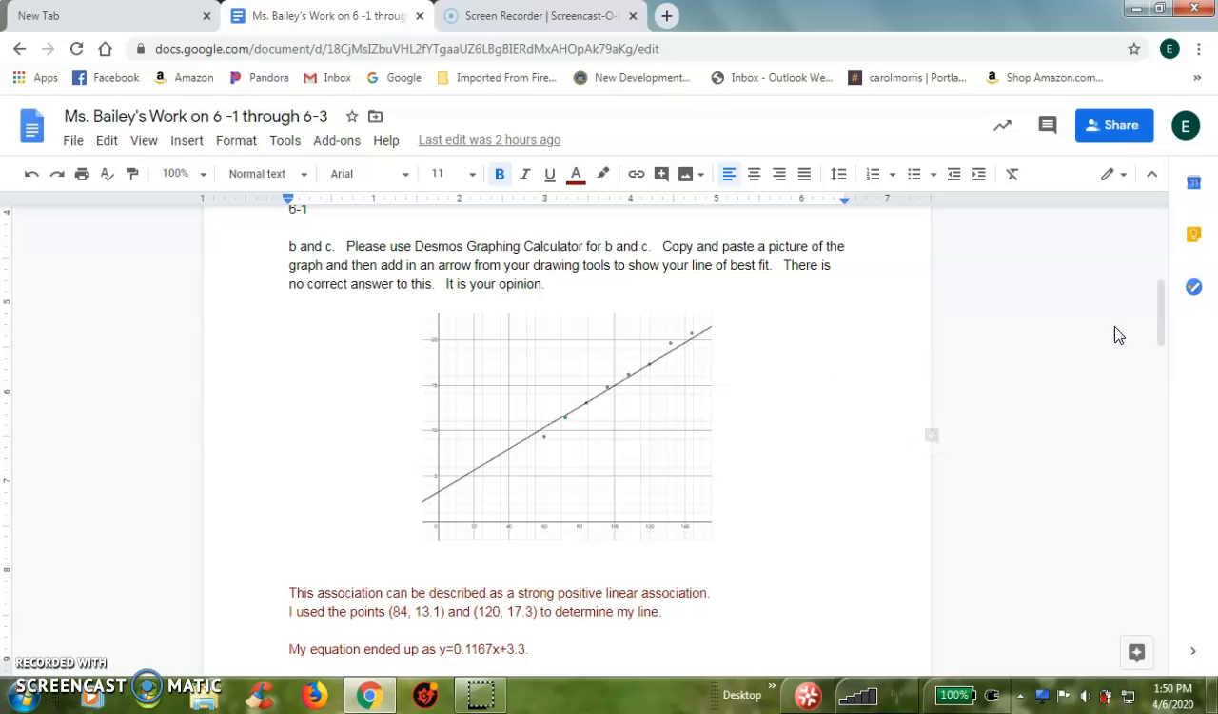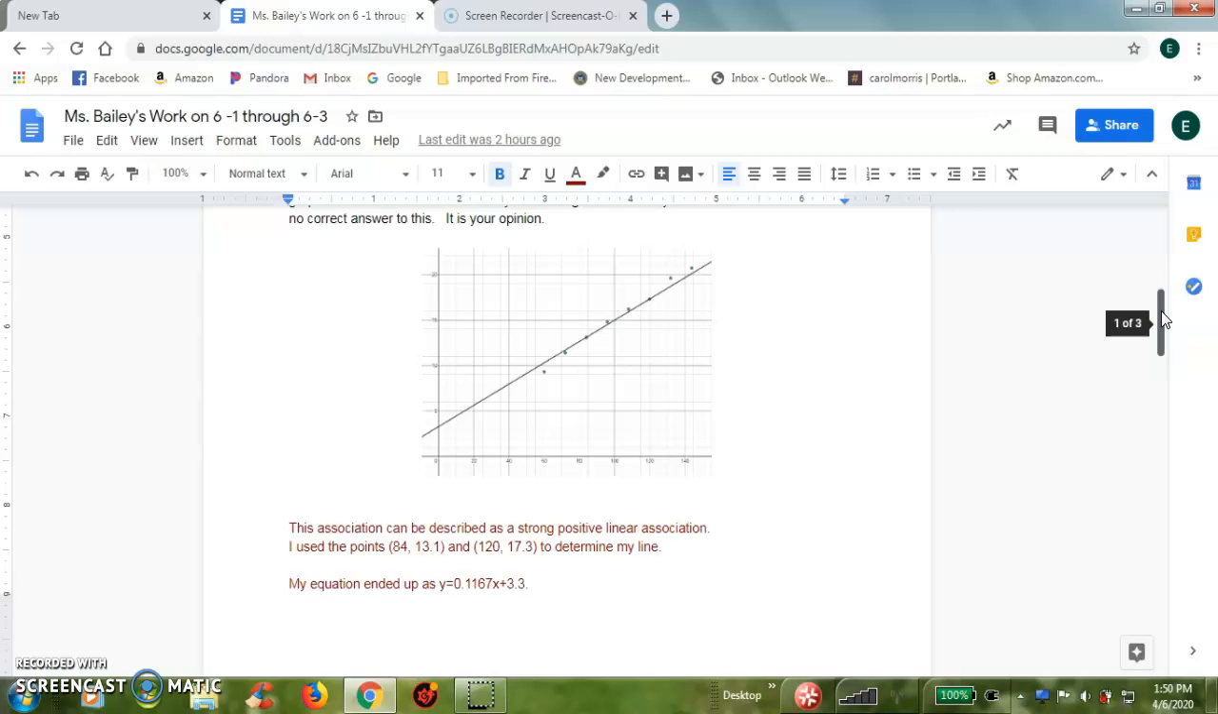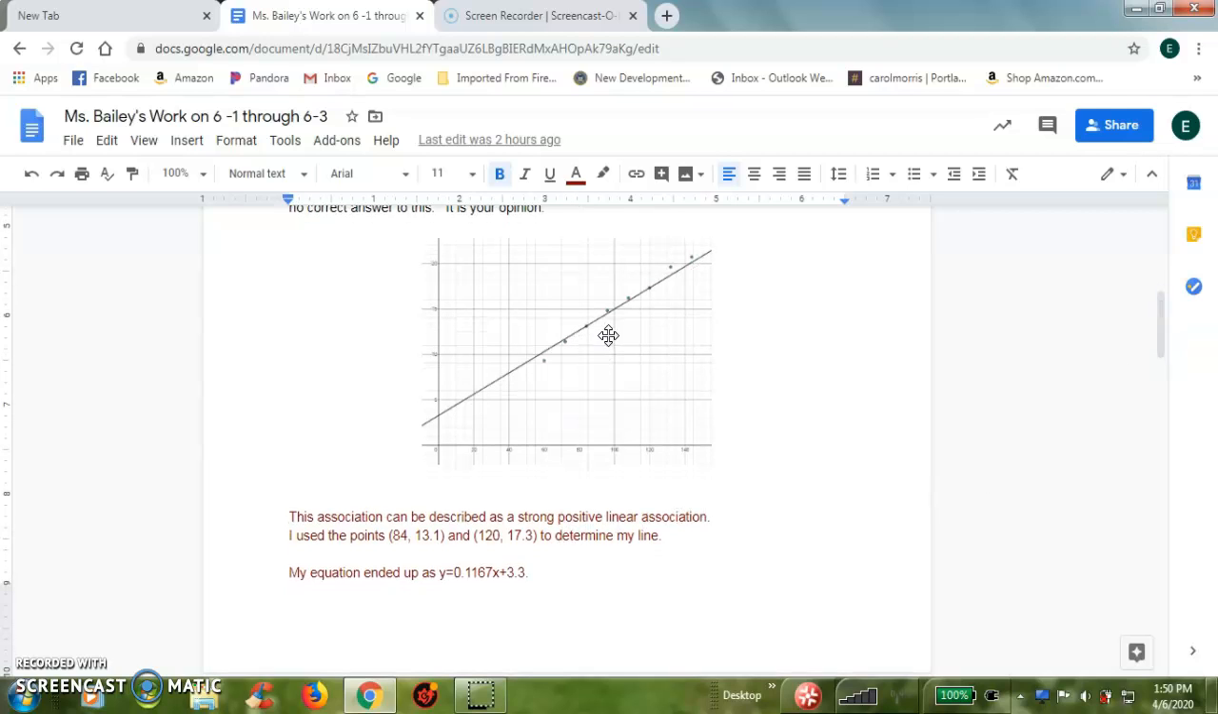So I just decided to use the slope-intercept form, and then I chose 2 points that were on the line that I thought would make a line of best fit. I will tell you my line differed from the book. I'm not going to give you the book's line yet, but it doesn't matter. I expect that everyone's line might be a little bit different.